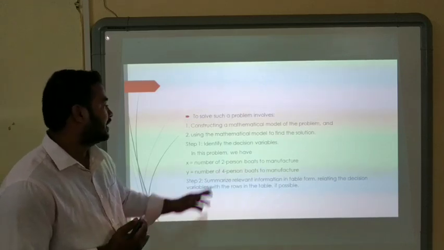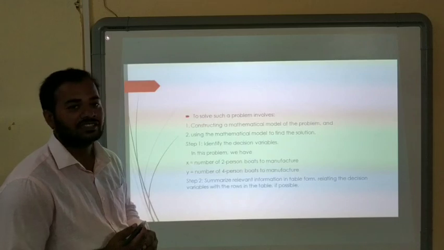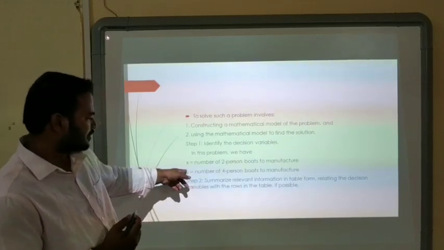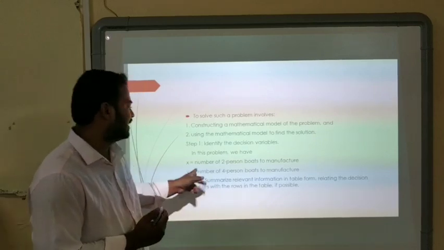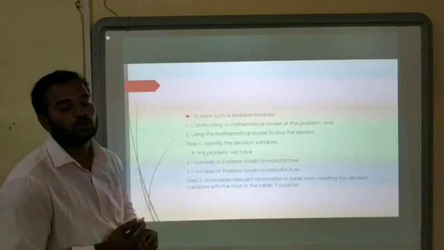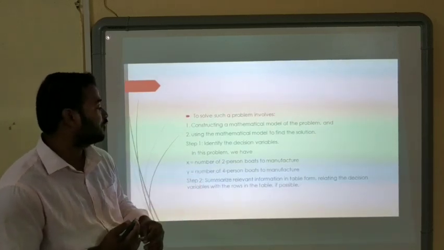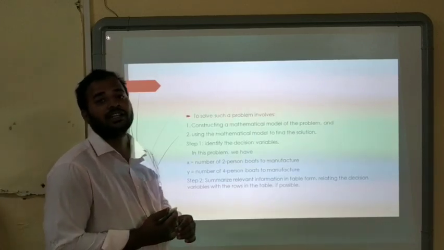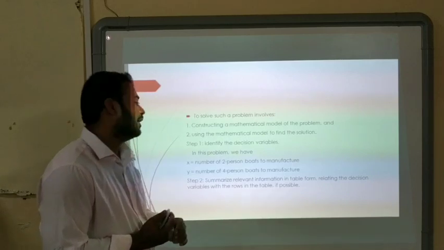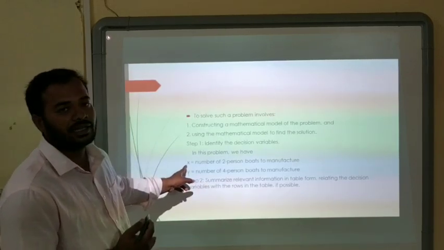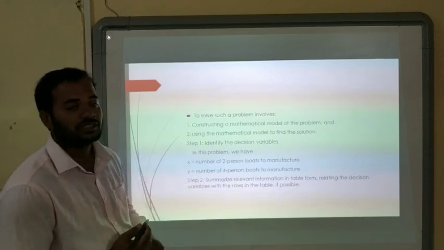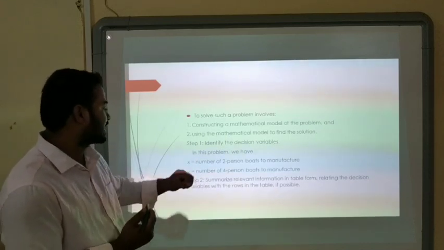In the substeps, first we identify the decision variables. Here x is the number of 2-person boards to manufacture, and y is the number of 4-person boards to manufacture. This firm is manufacturing two different kinds of boards, so we have considered x as the number of 2-person boards and y as the number of 4-person boards.